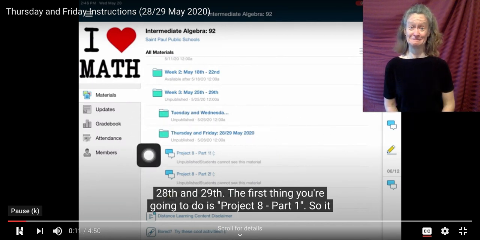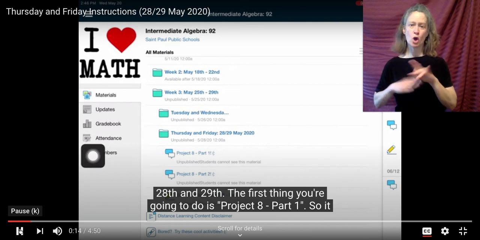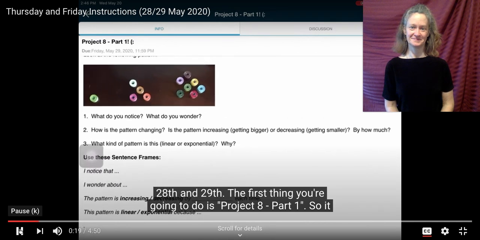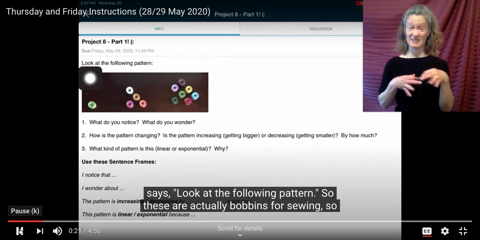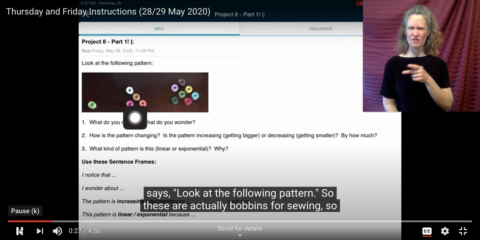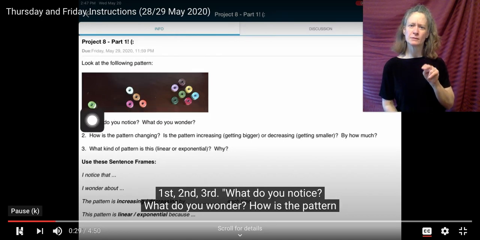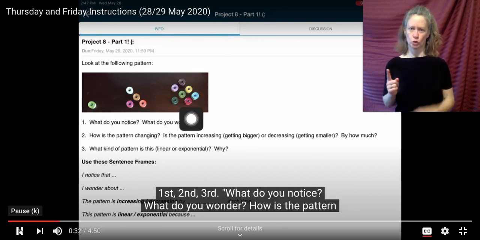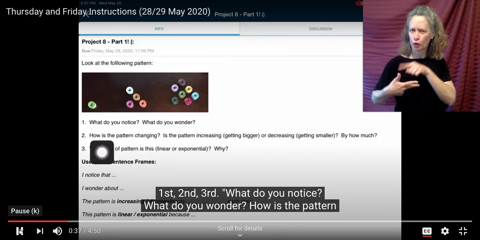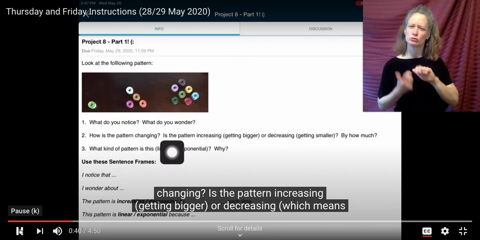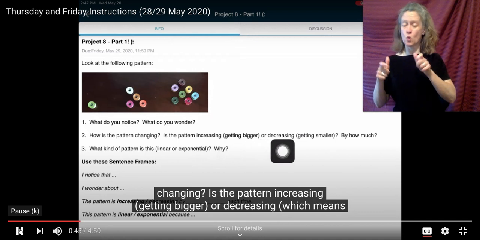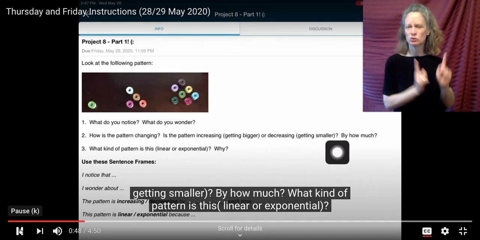The first thing you're going to do is Project 8, Part 1. It says, look at the following pattern. These are actually bobbins for sewing. First, second, third. What do you notice? What do you wonder? How is the pattern changing? Is the pattern increasing, getting bigger, or decreasing, which means getting smaller? By how much?